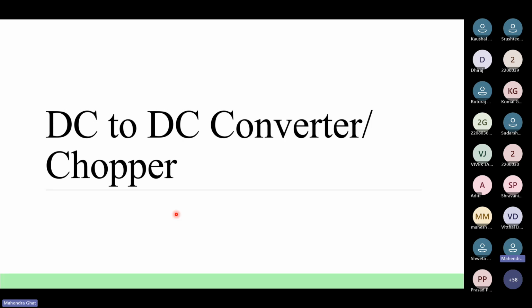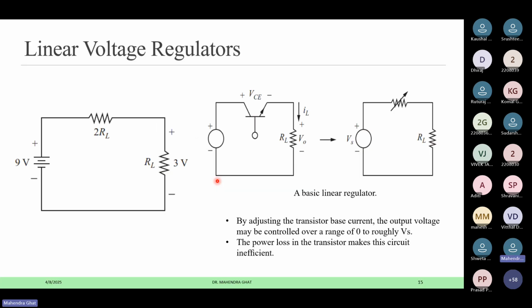Okay, so these were all basics you have already covered, and we are using those basics in our power electronics. That's why I just brushed them up. And with that, I will be going directly to our main session, that is the DC to DC converter. It is also called the chopper. So this is our main session today, and we will start this session with the basics which I have just explained. Okay, so DC to DC converter.